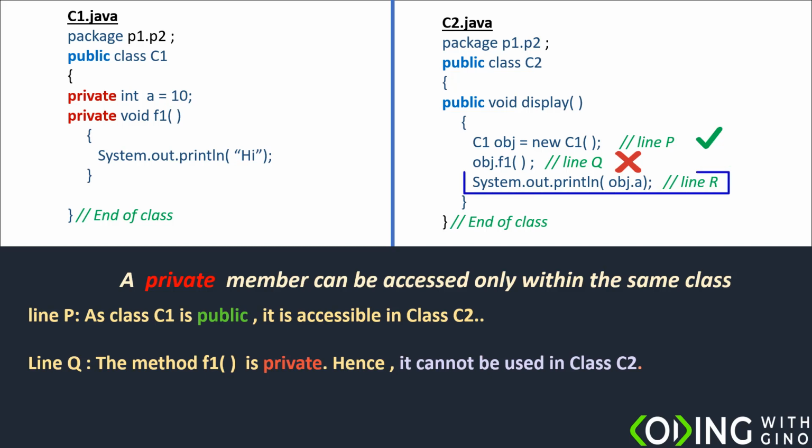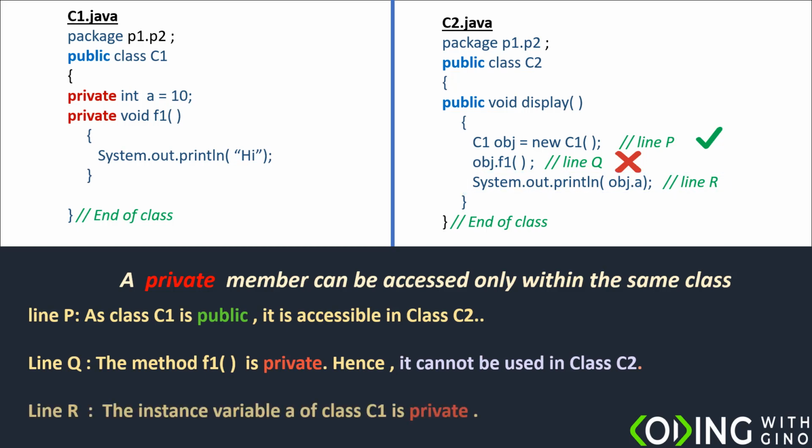Similarly, on line R, the instance variable a of class C1 is used in C2, but it is marked as private in C1, so it cannot be used outside C1 in any other class. Line R thus causes a compilation error. So, this is how you will be expected to identify whether a code sample is valid or not in the exam, okay?